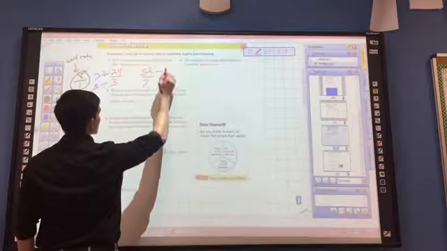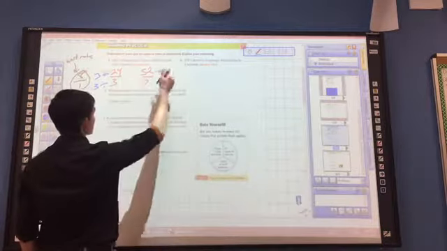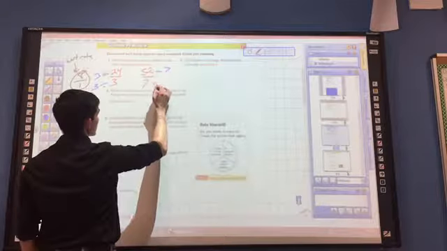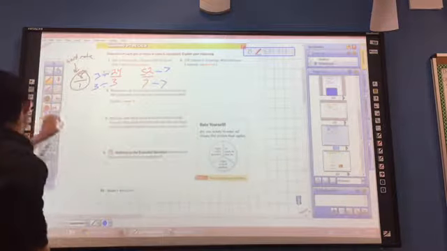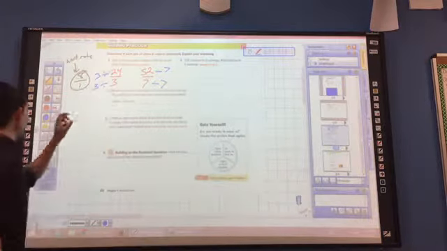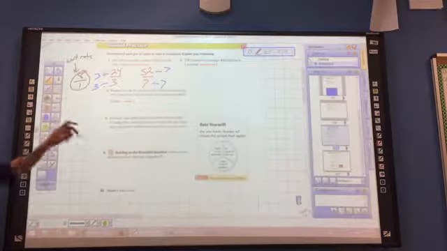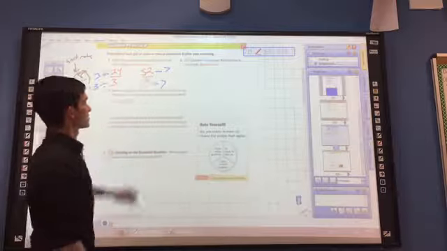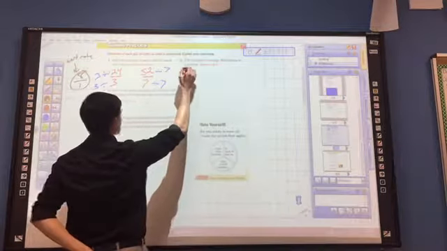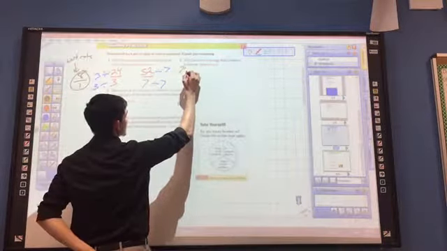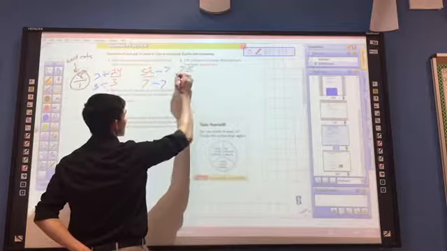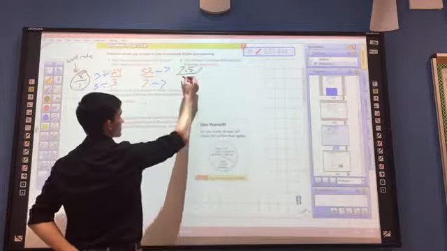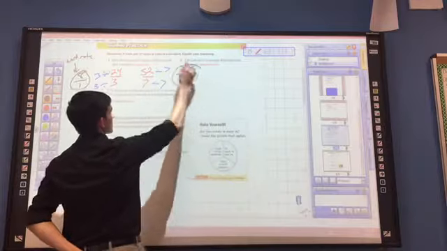This one, divide by 7, divide by 7. Okay, here's the thing. This one is not the same. It's not even easy to divide. If you need a calculator on this, go ahead and use a calculator. This is actually going to be like, I'm just going to guess, about 7.55. And then 7 divided by 7 is 1. So that's my unit rate.